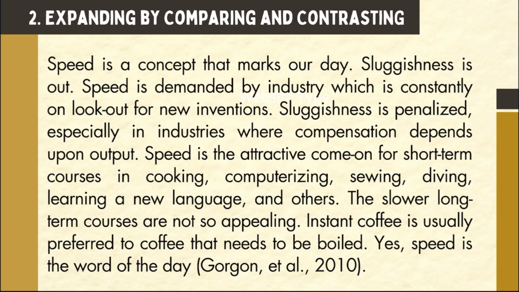Alright, now let's have the second example: expanding by comparing and contrasting. Okay, speed is a concept that marks our day. Sluggishness is out. Speed is demanded by industry, which is constantly on the lookout for new inventions. Sluggishness is penalized, especially in industries where compensation depends upon output.